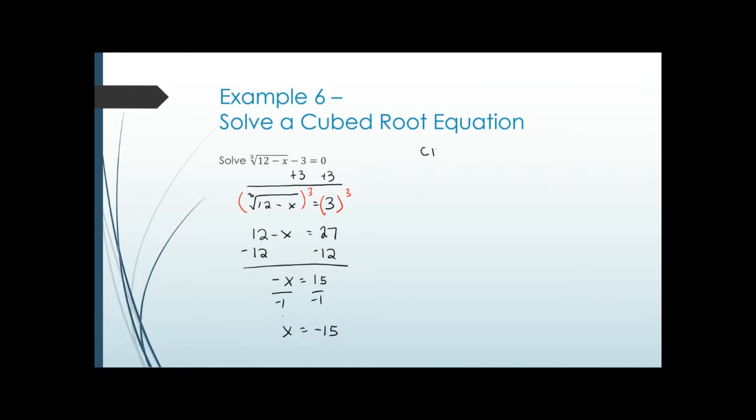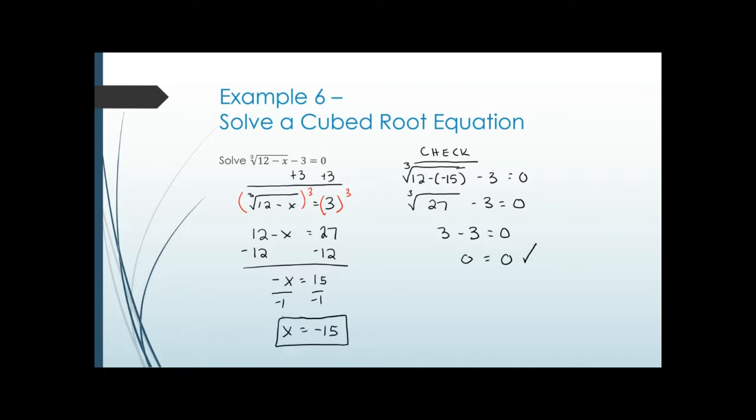Now we need to check our answer. So I need to plug this into our original problem. For the cubed root of 12 minus -15, minus 3 equals 0. So 12 minus a -15, that's 12 plus 15, so that gets us back to 27. So we have the cubed root of 27 minus 3 equals 0. Cubed root of 27 is 3, so we get 3 minus 3 equals 0, which works out to 0 equals 0. So this checks out, and so that is our answer.